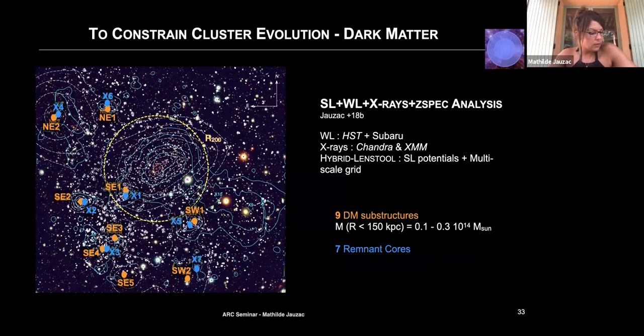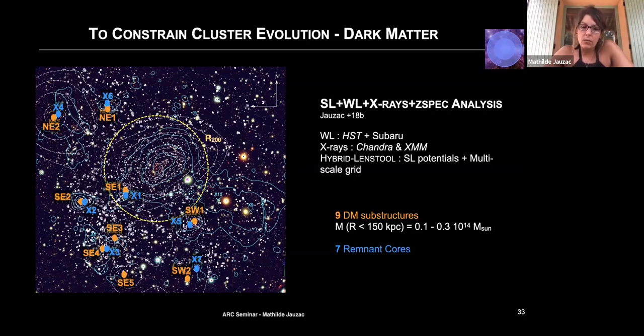So this is work that I did a year and a half to two years ago. This is a really massive cluster called 0717, which I also nicknamed my nightmare because I've been working on it since my PhD. What you can see here is the mass distribution of the cluster. In orange are all the substructures that I detected using strong and weak lensing, at a really large scale, and in blue are the counterparts in the X-ray.